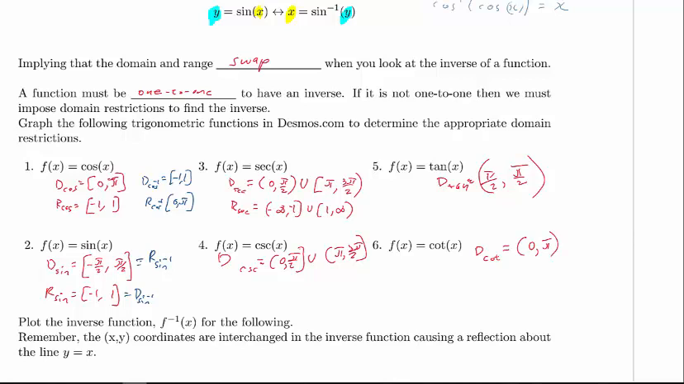And then the range for the tan and cotangent, note that simply is all real numbers, and the range of the cosecant is the same as the range of the secant. Okay, so let's go on.